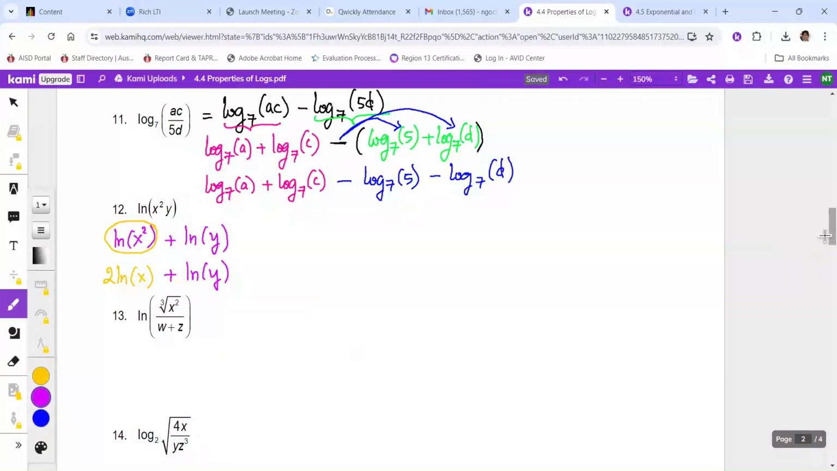Okay, now let's look at exercise number 13. It will be a little bit more complicated, so please bear with me. So here we have natural log of this quotient. So the first thing we are going to use the quotient property first. So we become natural log, and again, for the numerator, I'm going to go ahead and write them as a fraction exponent, which is natural log of x to the power 2/3, minus natural log of w plus z.